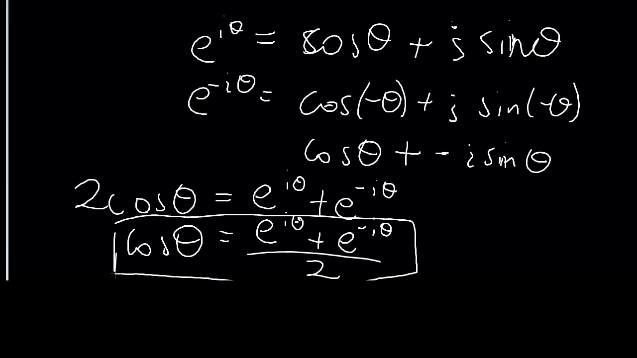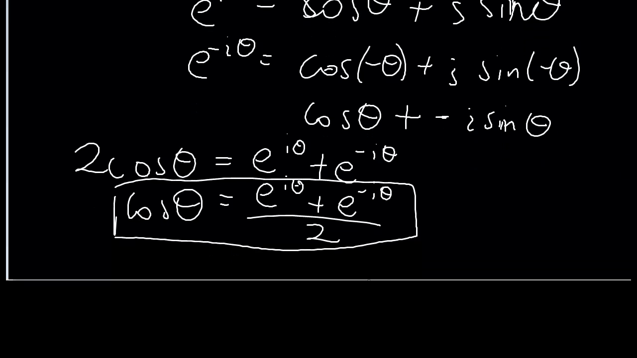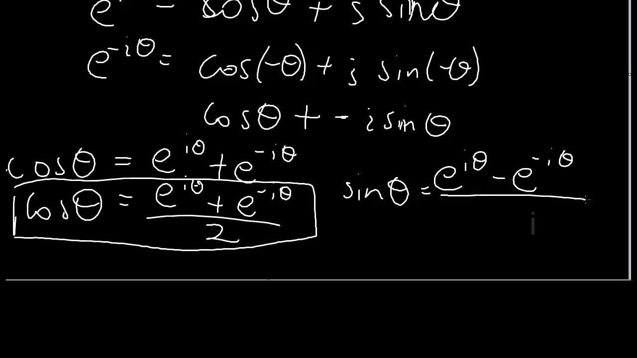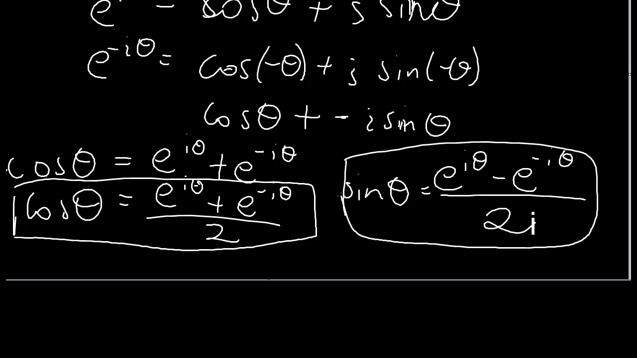So there you go. Similarly, sine theta has a very similar expression: e to the I theta minus e to the negative I theta, divided by 2I. And you get a chance to derive this yourself in the exercise.